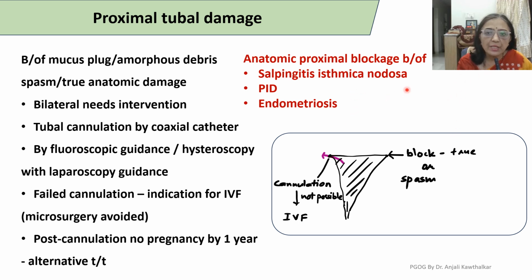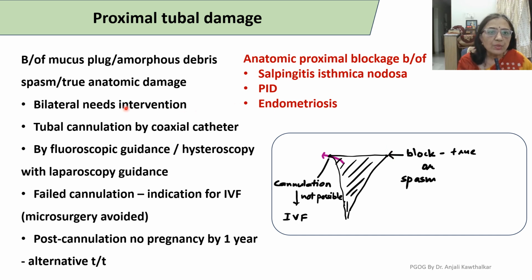One is salpingitis isthmica nodosa. Here, the isthmic part of the fallopian tube shows nodularity, and it can be secondary to bacterial infection. Pelvic inflammatory disease itself can lead to cornual block, or endometriosis also can lead to the presence of peritubal adhesions, and it can also lead to a block at the level of the proximal part of the fallopian tube.